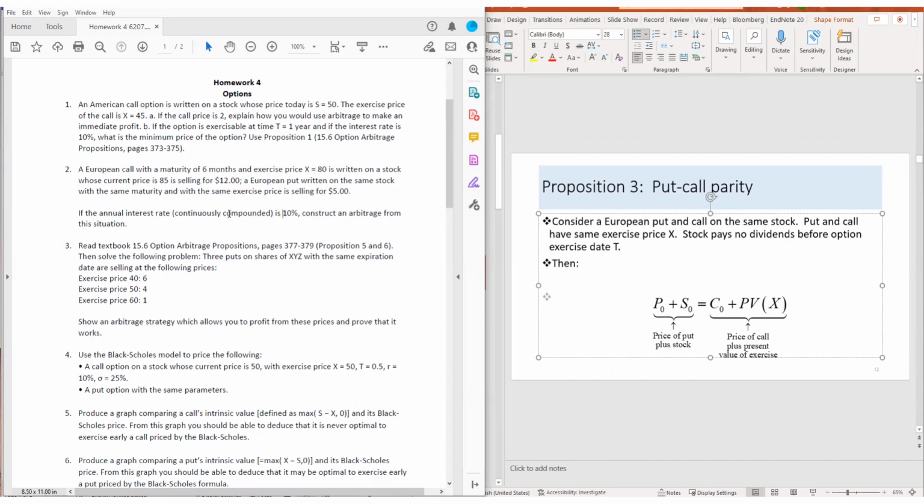The interest rate is continuously compounded, meaning that this is a log return. So 10% is a log return. We'll need to first look at whether the put-call parity holds. If it does not hold, if it's violated, then we can construct an arbitrage from this situation.